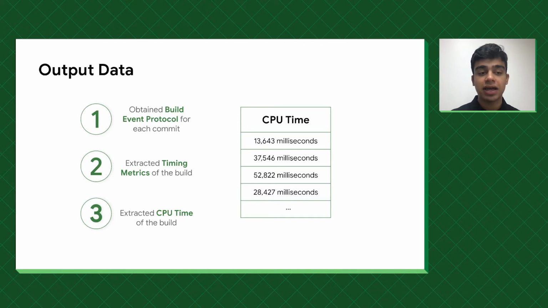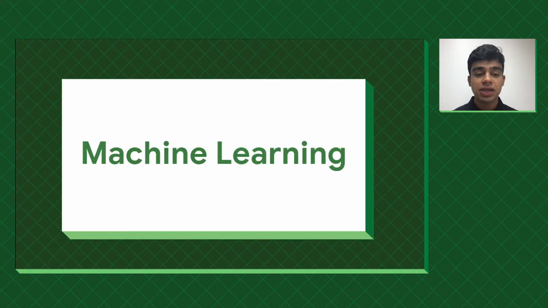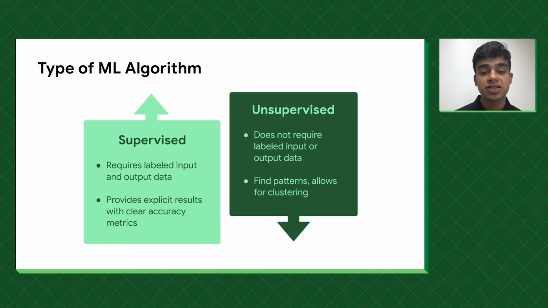Using this data, we were able to start thinking about our machine learning model and exactly which model we wanted to pick. The first thing we had to decide was whether to work with a supervised or an unsupervised learning model. Supervised learning models take in very explicit labeled input and output data, which allows you to get very clear accuracy because you understand exactly what you're looking for. There are very explicit results, so you can say that if this is the build time, our prediction is off by exactly 5 seconds from what the build time should be.